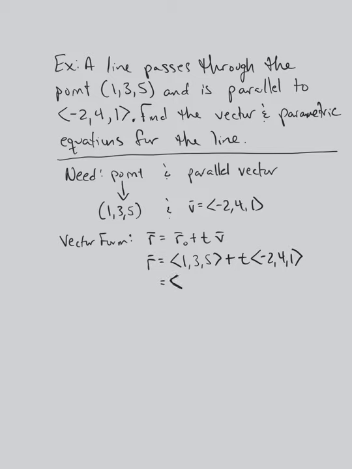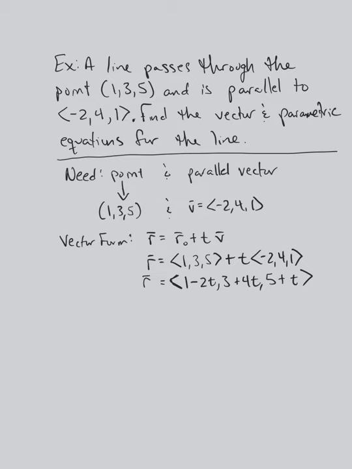And so remember what the idea is. I can distribute the t and then add these two vectors together. So this is 1 minus 2t, comma, 3 plus 4t, comma, 5 plus 1t, or just t, like that. You can see the two forms of the equation are just different ways of saying the same thing. They're highly related to each other once you actually do an example and see it.